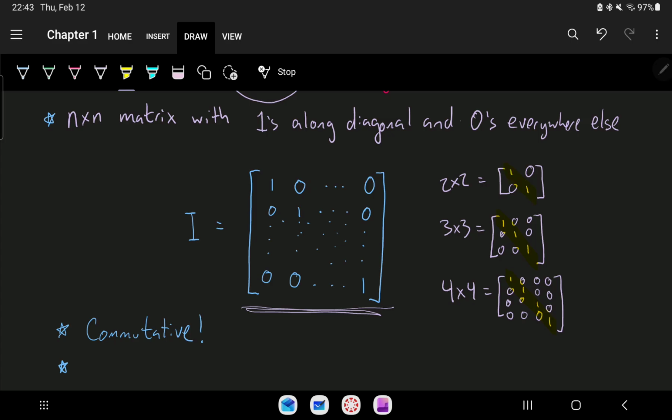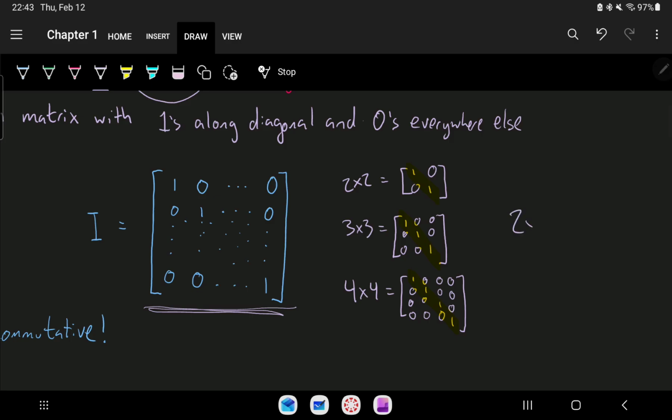And you can see it kind of needs to be a square matrix for that to be the case, right? Because if we had like a 2 by 3, well, that would be 2 rows and 3 columns. Well, how can we have a diagonal if it's not even, right? So that just doesn't work. Gotta be a square matrix.